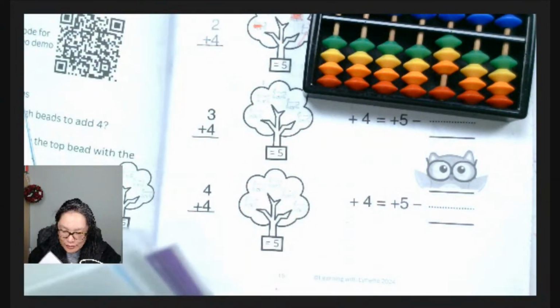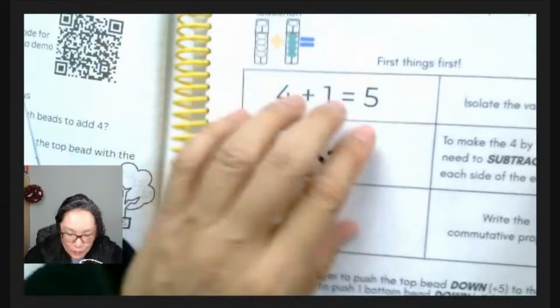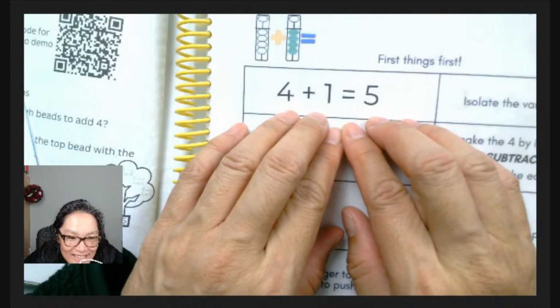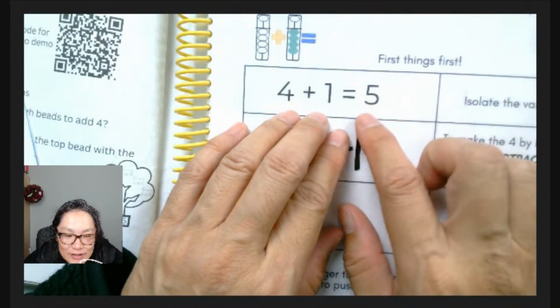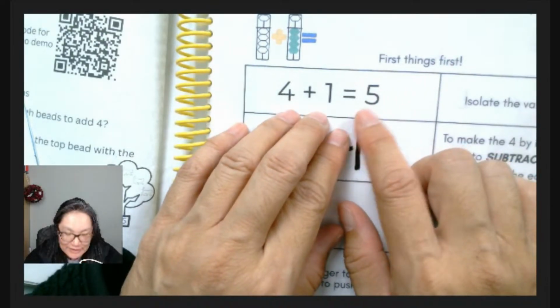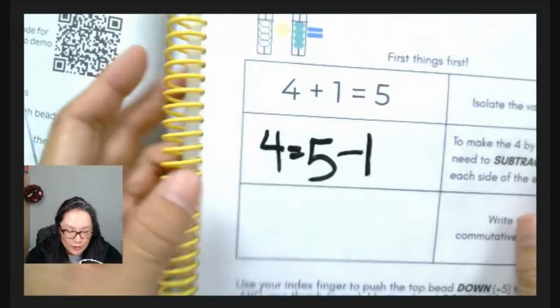How else can you add a 4? Well, let me show you the abacus way. Hey, RT, welcome back. So here we have 4 plus 1. 4 plus 1 is equal to 5. So what are we trying to do? We're trying to utilize this 5.